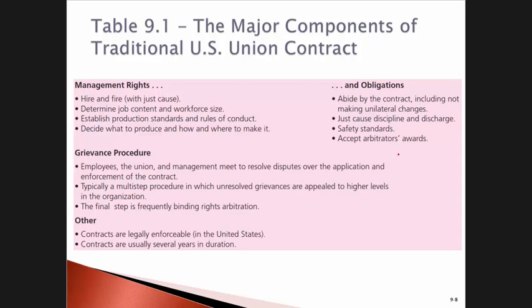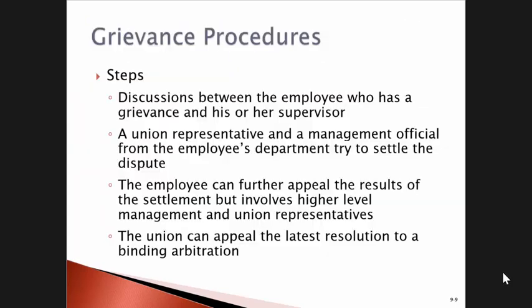There's nearly always a grievance procedure in the contract also. Employees, the union, and management meet to resolve disputes over the application and enforcement of the contract. A grievance really is we disagree with how the contract is being interpreted or carried out. There's typically a multi-step process here, which we'll talk a little bit further about in a moment, in which unresolved grievances are appealed to higher levels in the organization and potentially to an external party. Other stipulations that we already talked about with regard to union contracts are considered legally enforceable and typically are several years in duration. The grievance procedure is a really important process that we need to talk about.